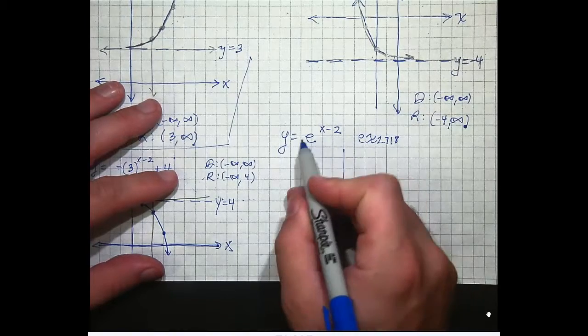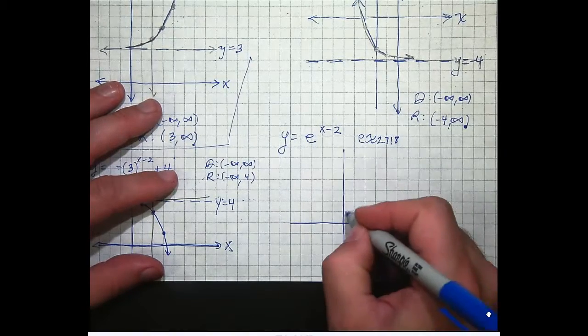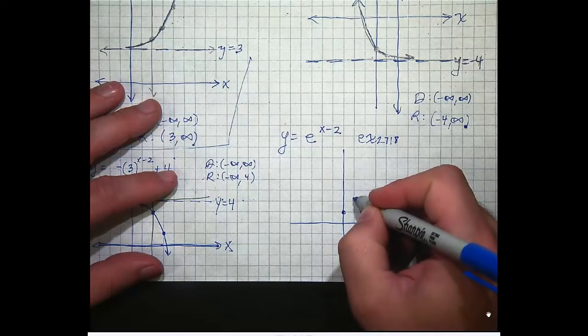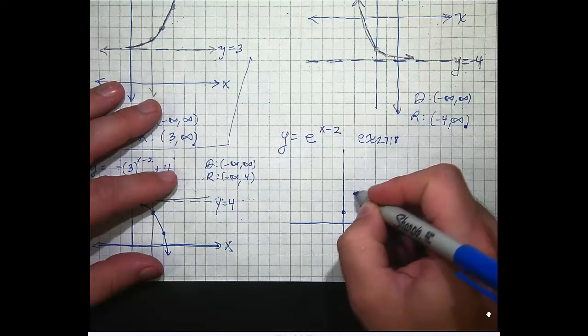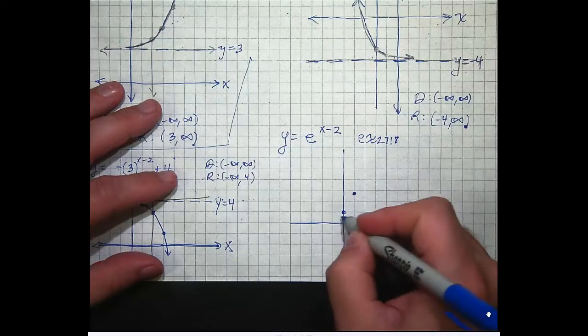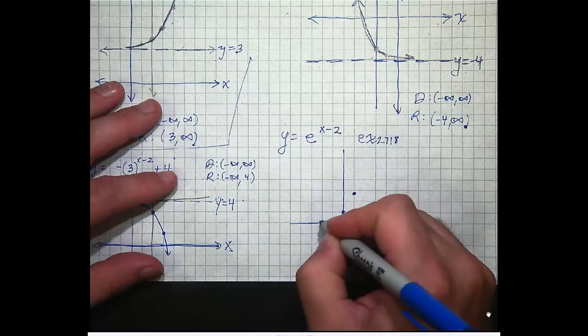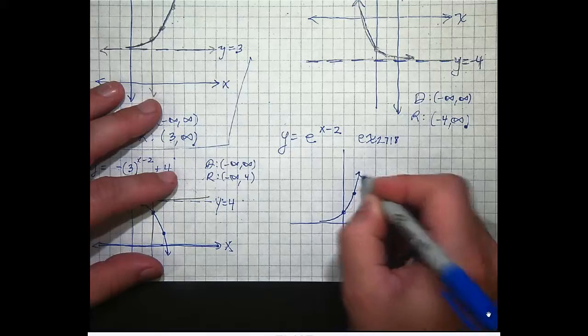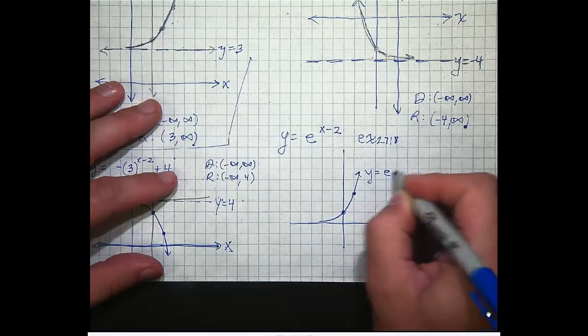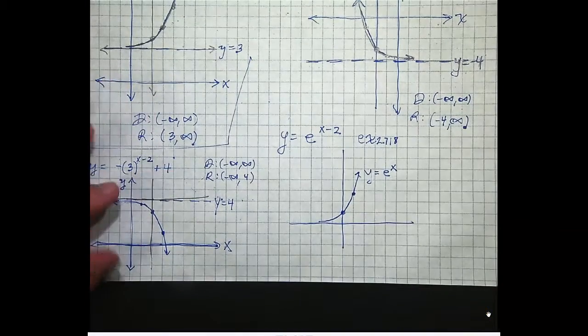So e to the whatever will go through 0, 1, and then 1, e. E is 2.718 approximately. So there you go. This would be the basic graph of y equals e to the x. That's what that would look like. It would go through 0, 1 and 1, 2.718-ish.